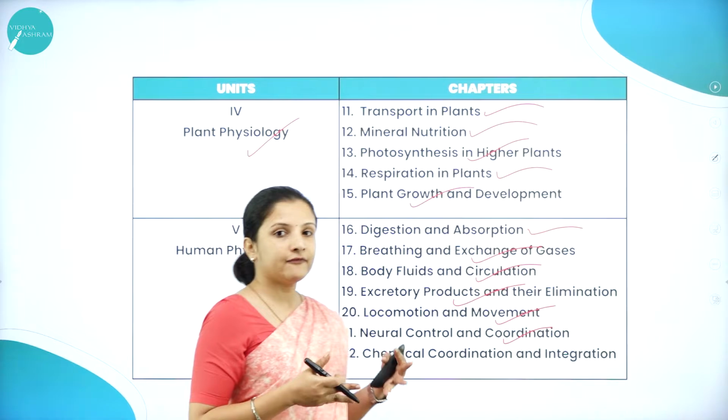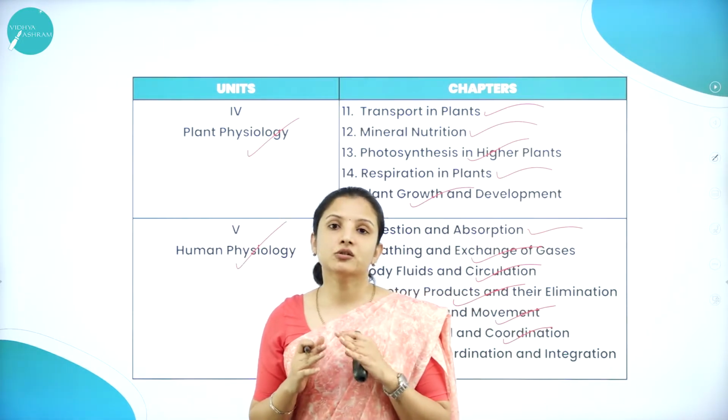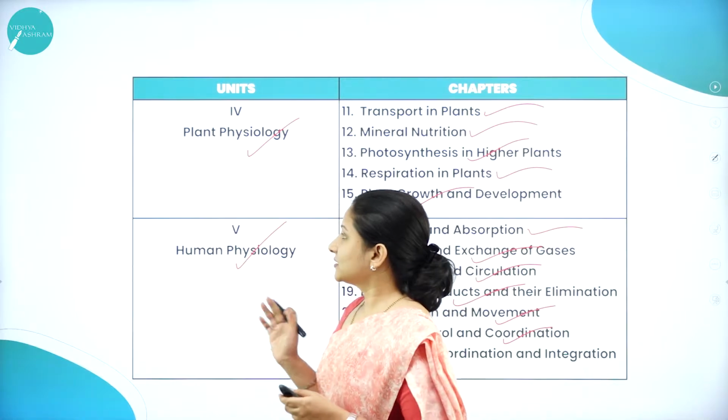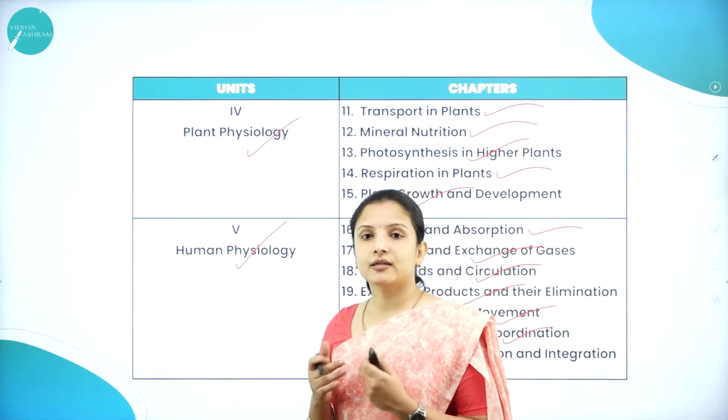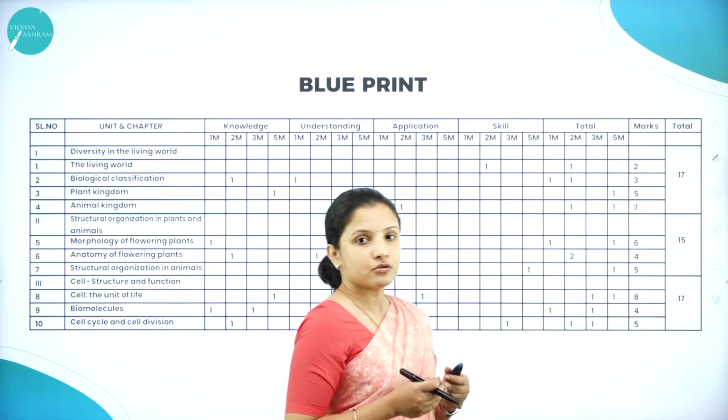So therefore, your textbook has 5 units with 22 chapters. This is the complete content that you'll have to study in your first PUC. So next, moving on to the blueprint.